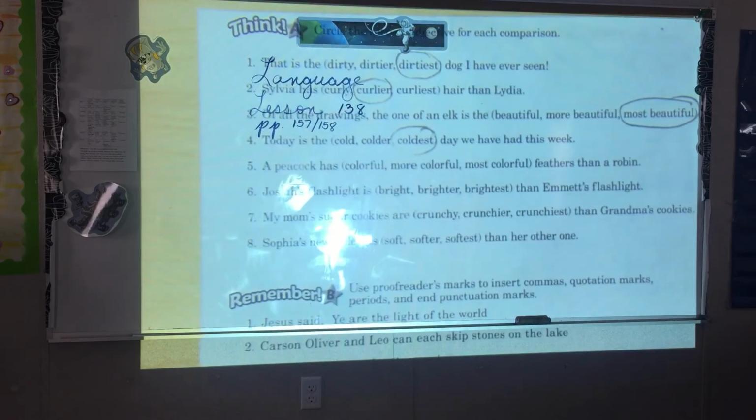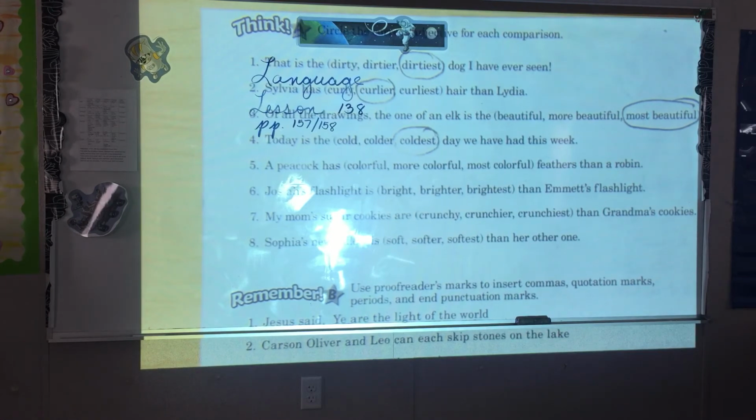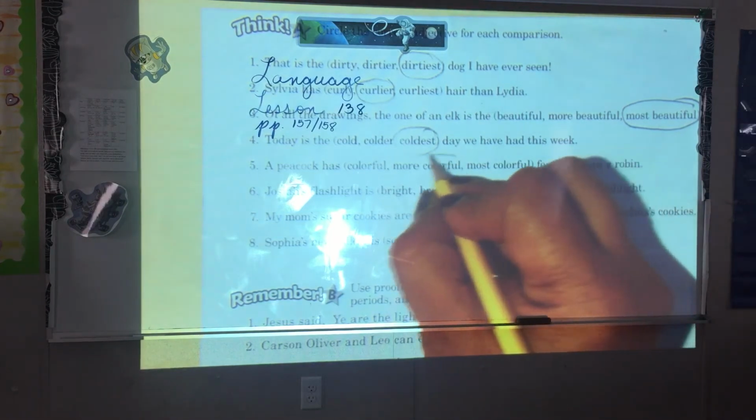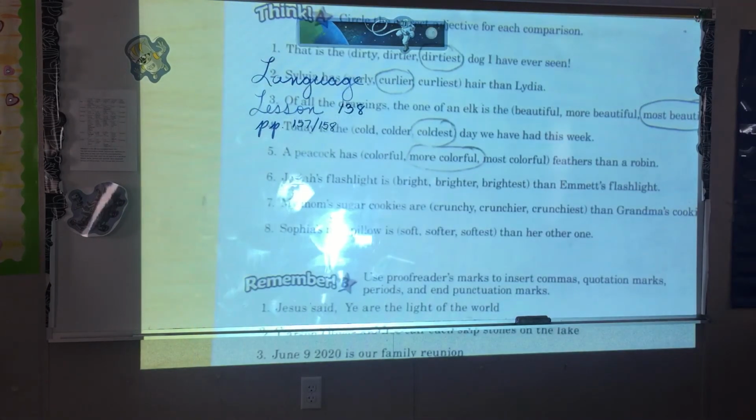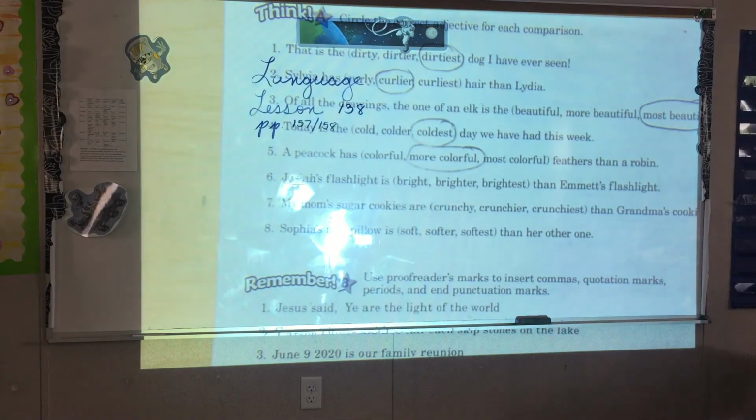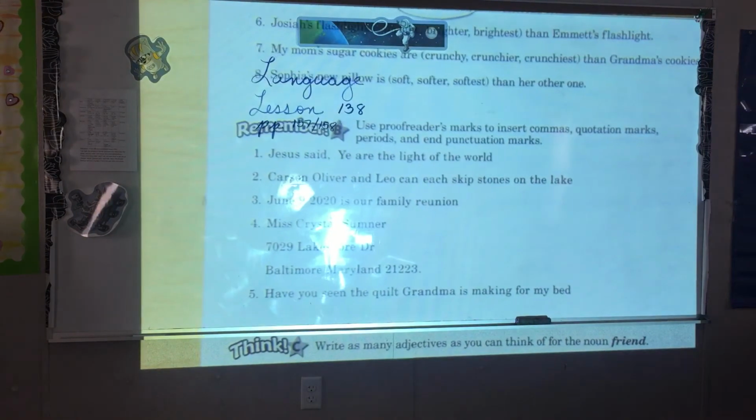Number 5, a peacock has more colorful, most colorful feathers than a robin. How many birds am I comparing? 2, a peacock and a robin. So I'm going to use more colorful. Do 6, 7, and 8 on your own. Last part. Not last part. We have part C.